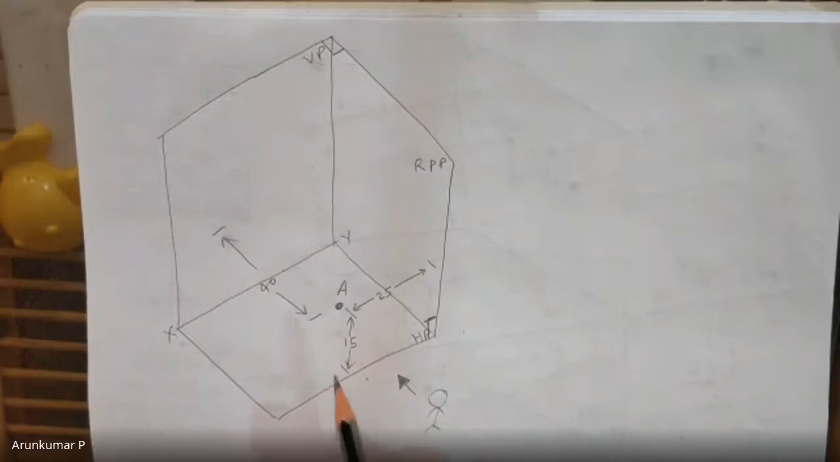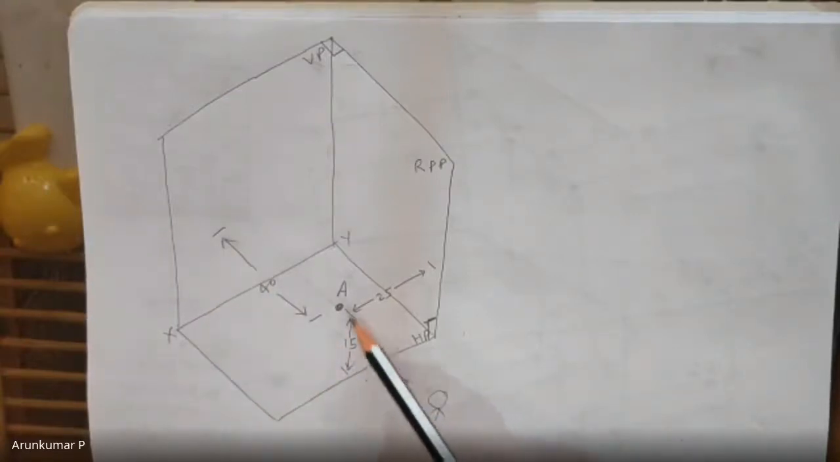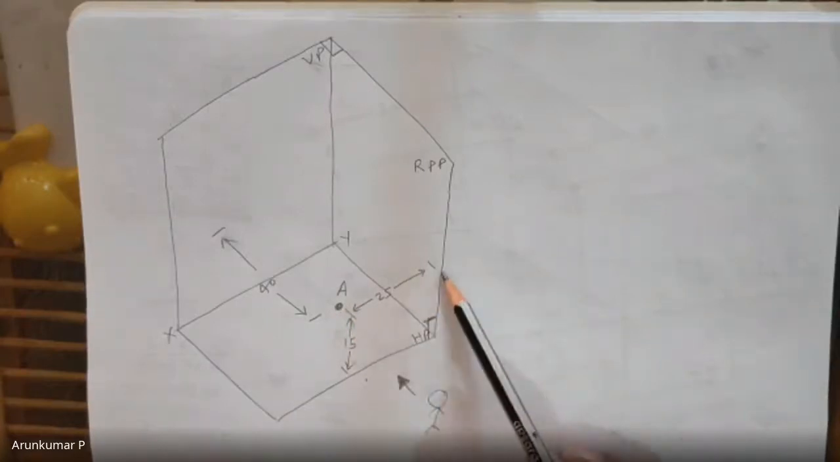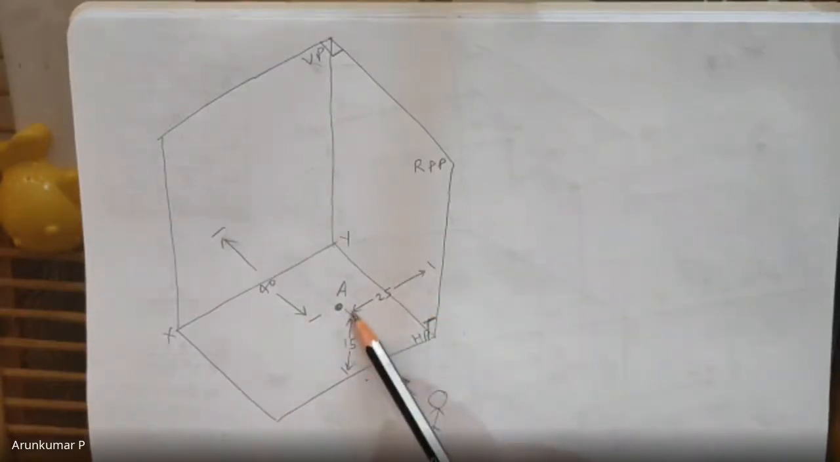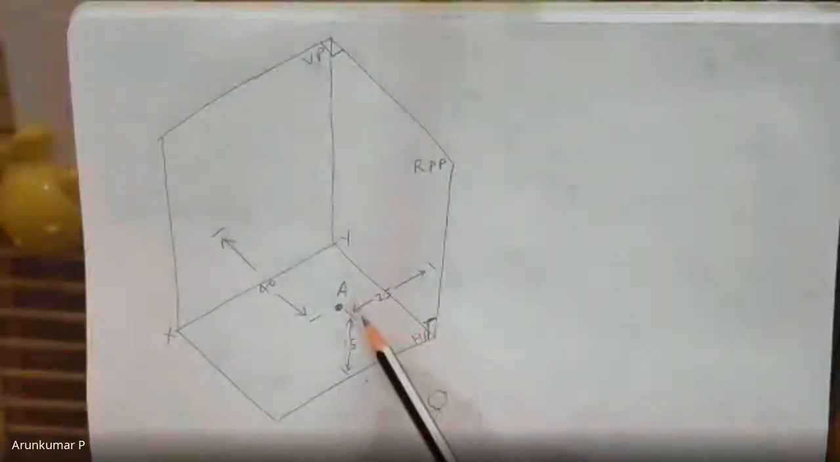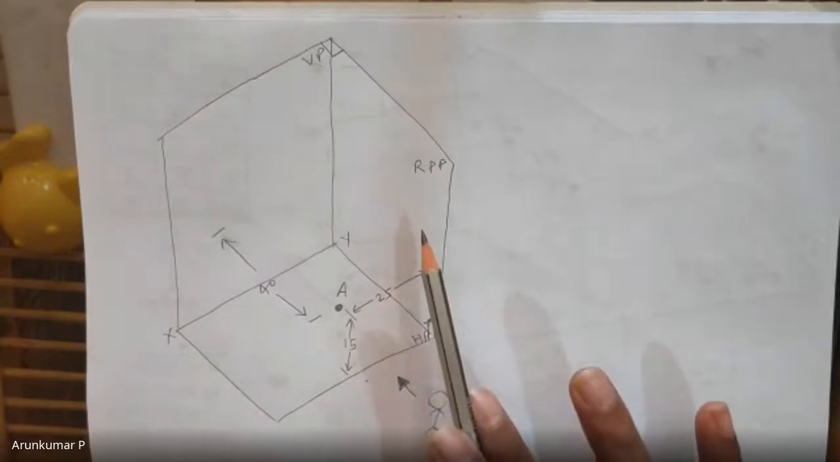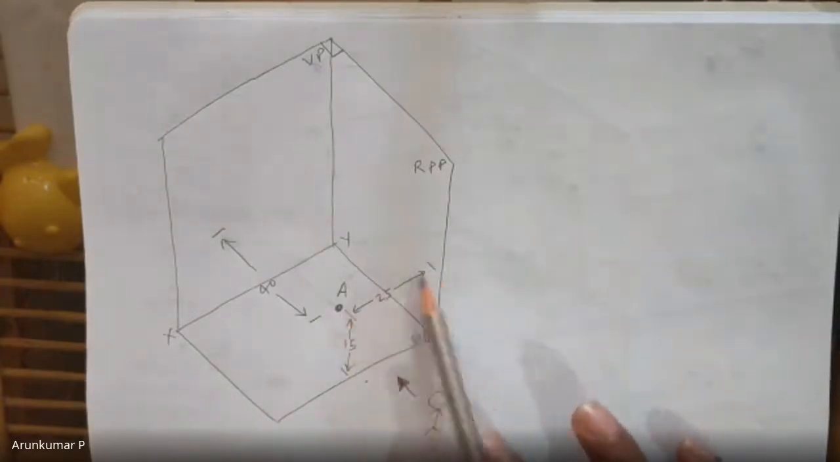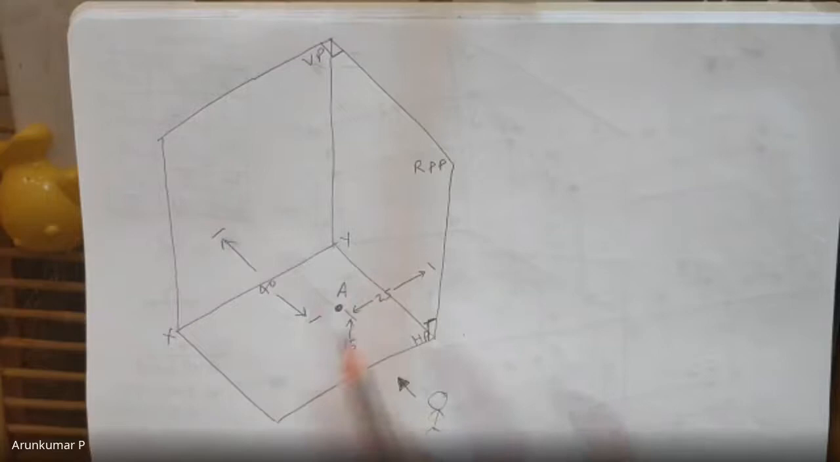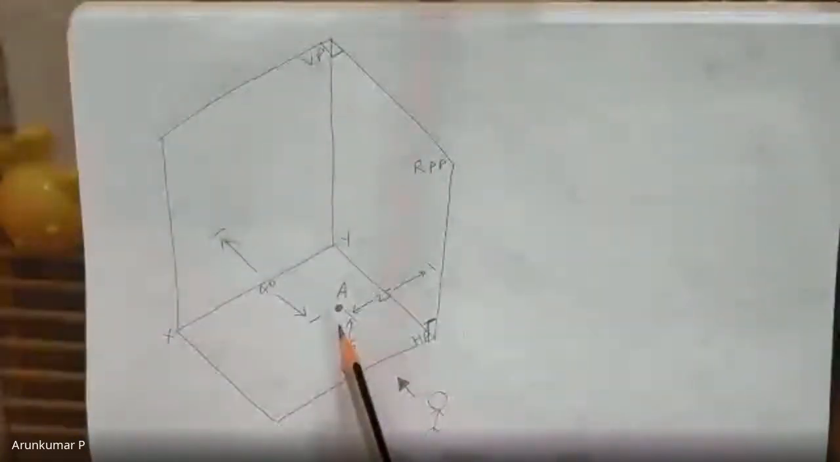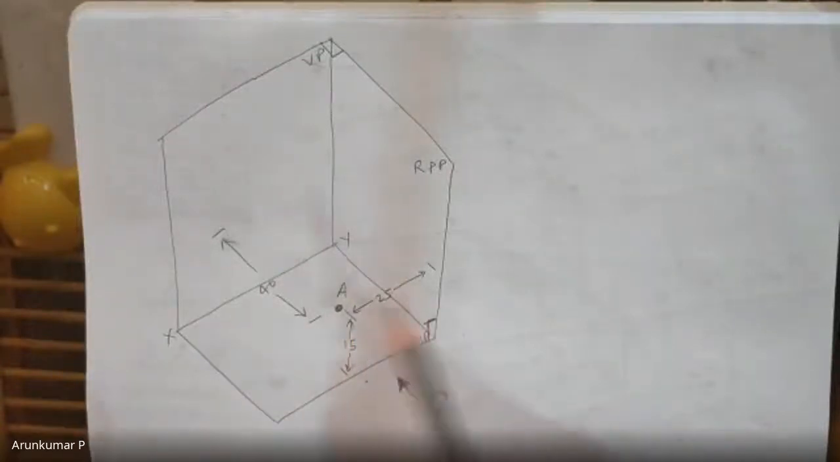So please observe the change that has come. The point is 40 mm in front of VP, 15 mm above HP, and 25 mm from RPP, or you can say in front of RPP. So when the right profile plane is introduced, the distance of the point from the right profile plane becomes very important. So in this case, it is 25 mm. So this is the location of the point with respect to all the three planes.